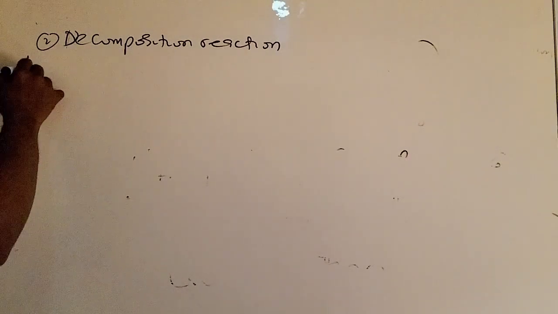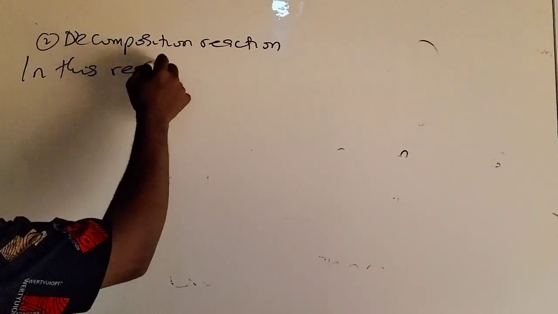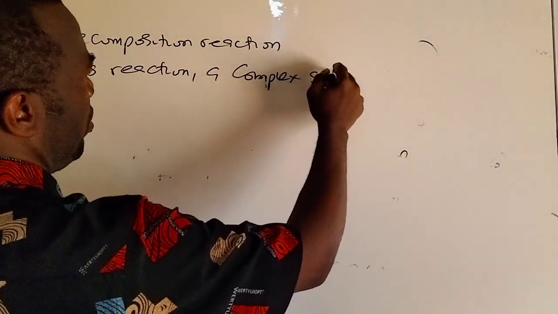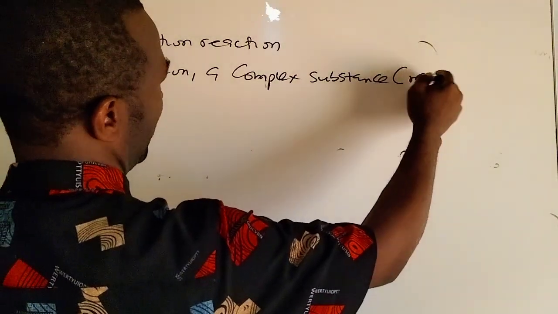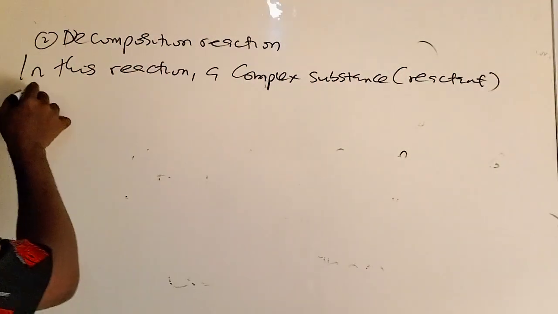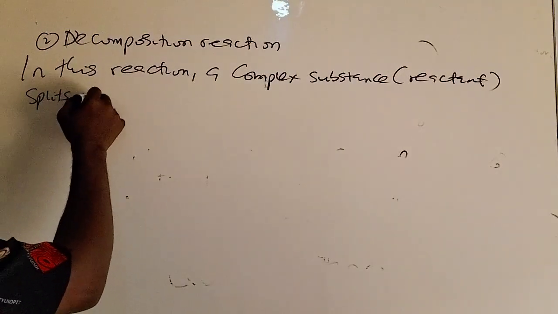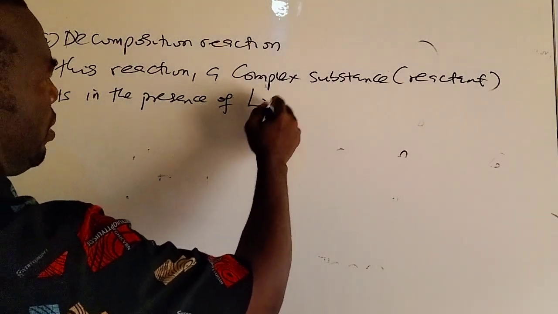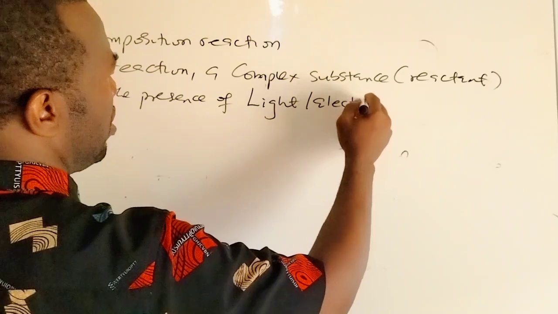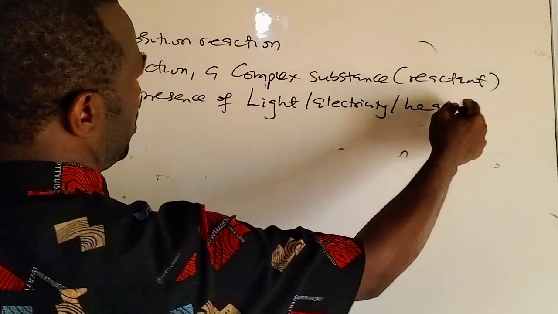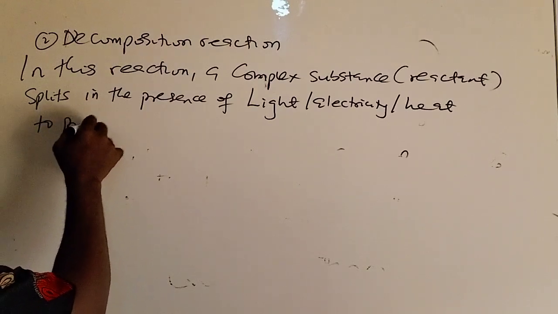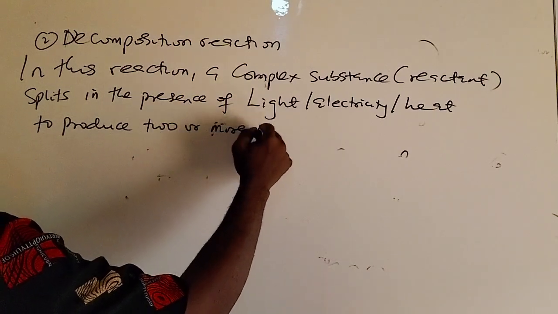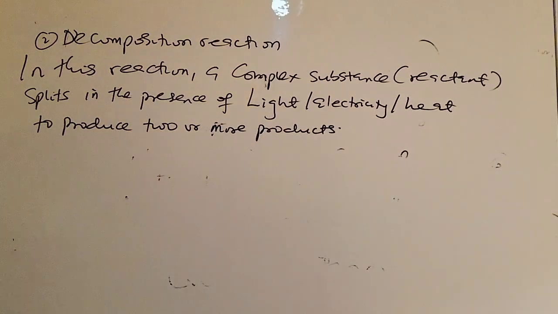So in this reaction, a complex substance or compound, which is the reactant, splits in the presence of either light, electricity, or heat to produce two or more products. So you can see that decomposition is opposite of combination reaction.